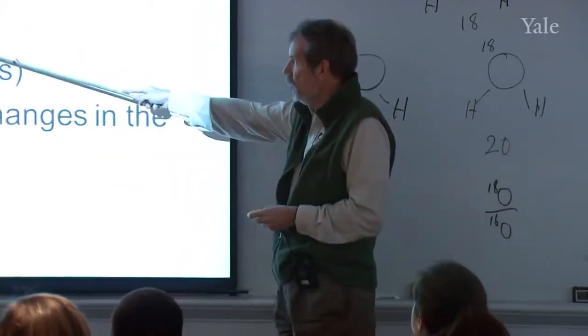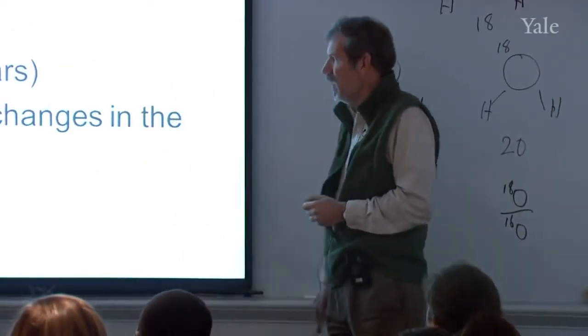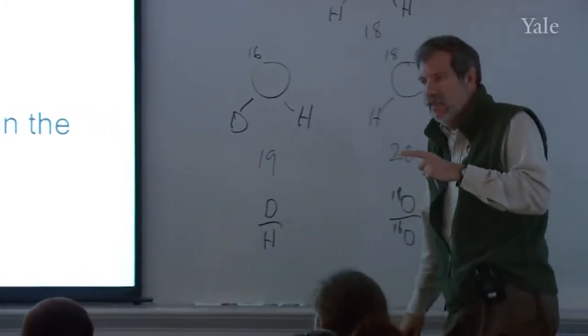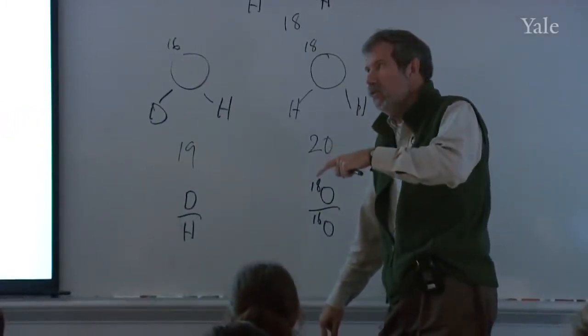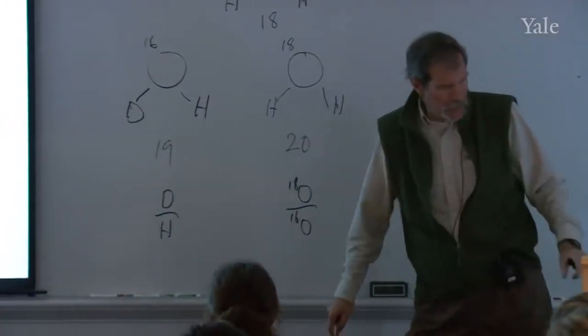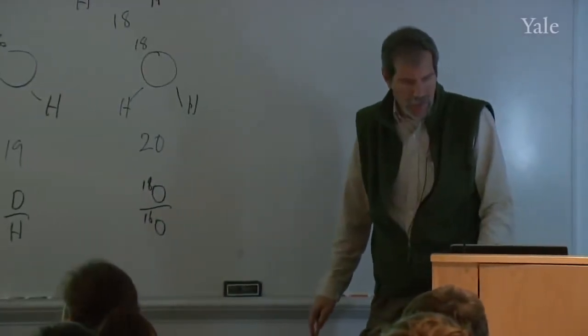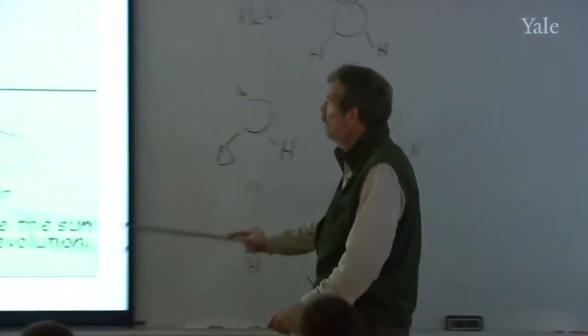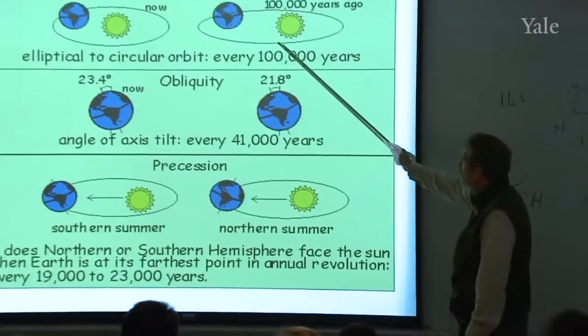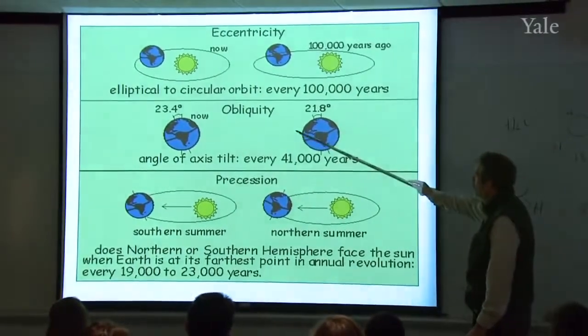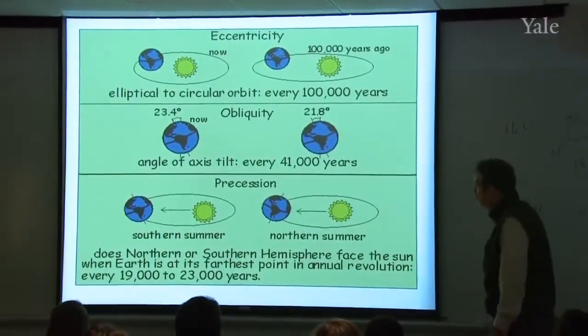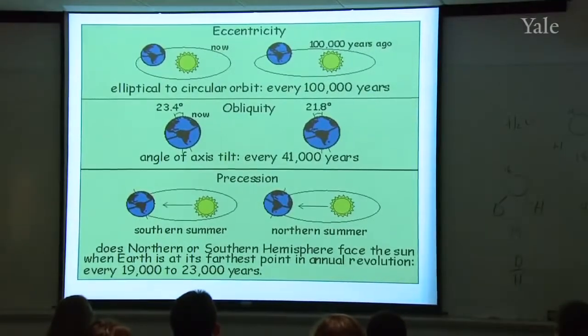So these two things are mostly changing the seasonality, but apparently that is enough to push us into and out of an ice age. This diagram shows the same thing in different order: the eccentricity, the obliquity, and the precession. And I think that's all I have to talk about today.